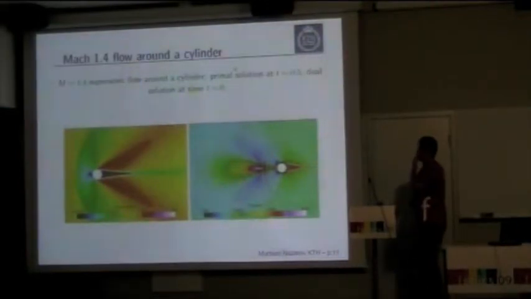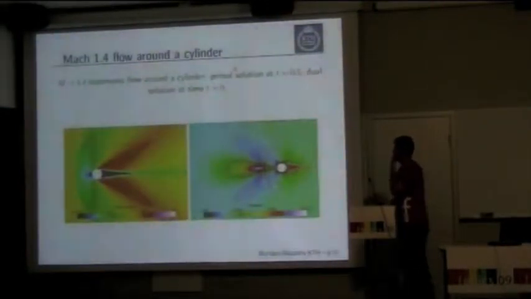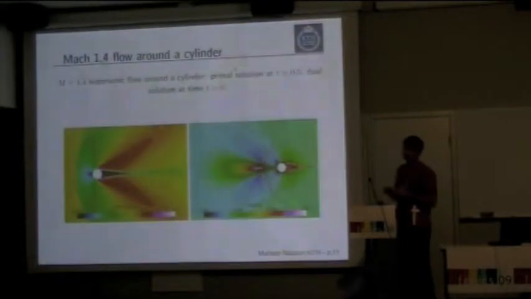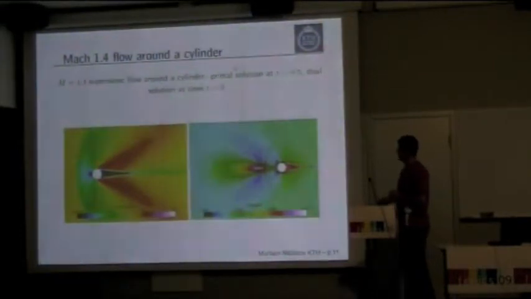So here I show supersonic Mach 1.4 flow around a cylinder in 2D. The initial mesh is really coarse, and by refinement we do simple projection to get rid of geometrical error. So this one is the primal solution. This is Mach number in colors, and I also put this sonic line.